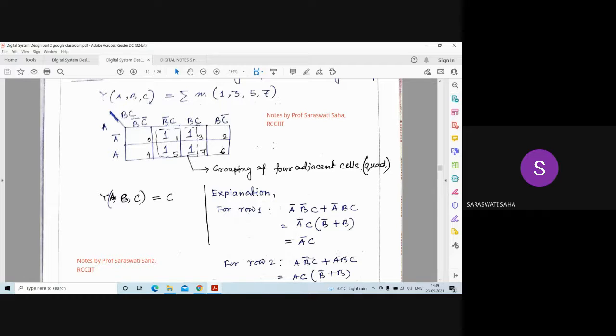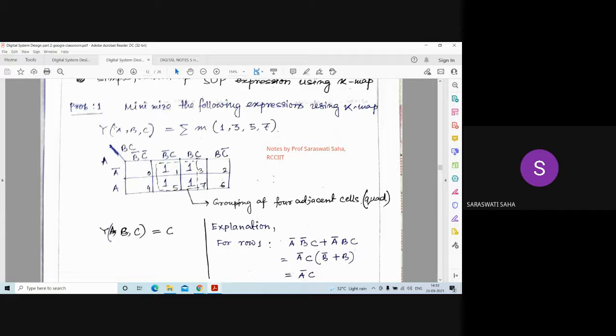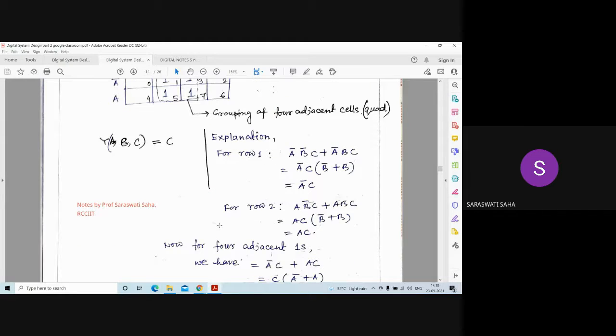So which variable is left here? Only C. So by taking these 4 adjacent cells, you can drop out the 2 variables A and B. Only Y equals C. So actually the output Y is a function of C only. If C is 0 or C is 1, you will get the answer. You can check it by preparing the circuit.